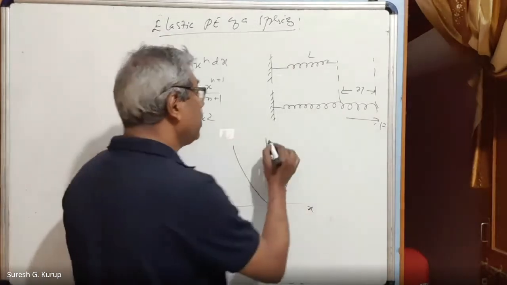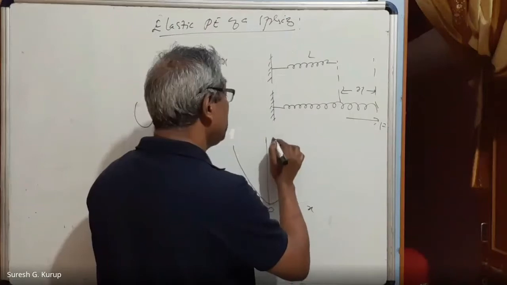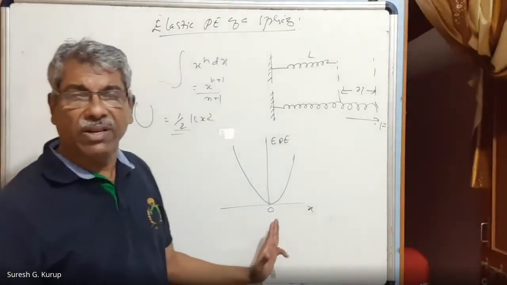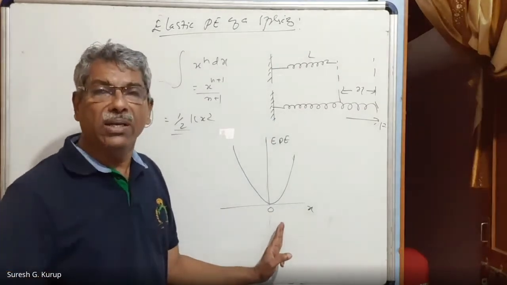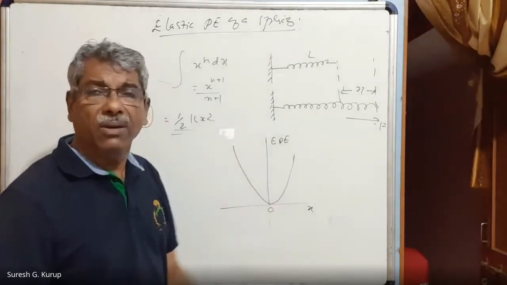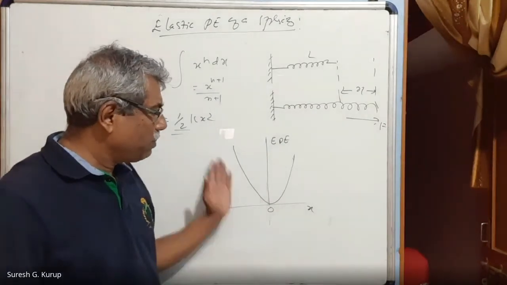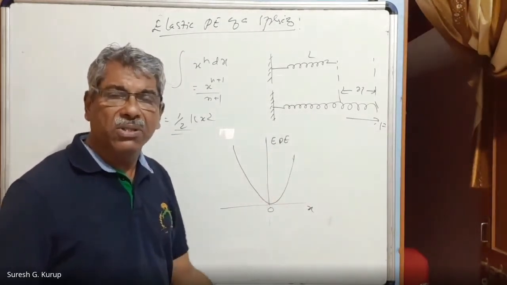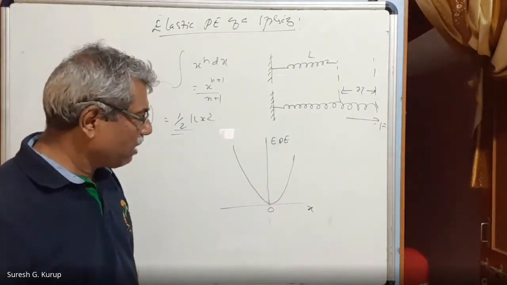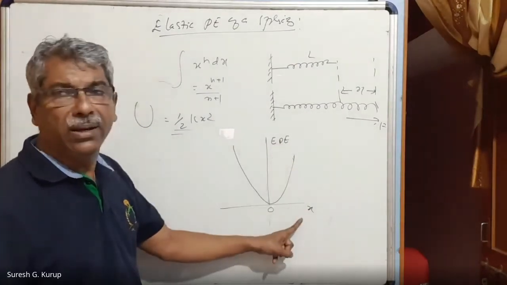This is a graph between elastic potential energy and extension. At different values of extension, the potential energy stored inside the spring is different, which can be shown by this parabolic graph. This is a parabolic graph because U is equal to half kx square itself is a parabola. That's why this graph is shown like this. So this is the graph between elastic potential energy and extension.